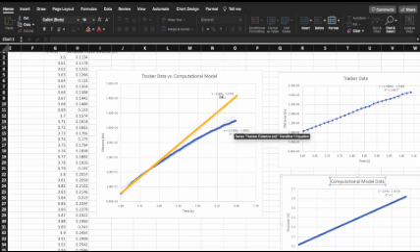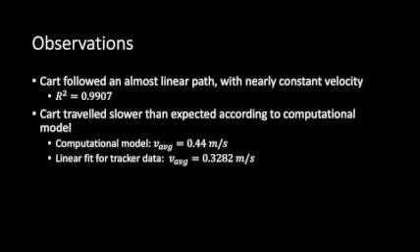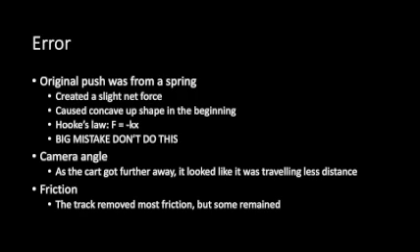As you can see, the slopes of the trend lines of both the data sets are pretty different. We followed a linear path with a nearly constant velocity, with the r-squared value being very close to 1, which shows that it was almost fit by a linear model. The cart travels slower than expected, as you can see by the differences in slopes of the two trend lines. So there is some error.